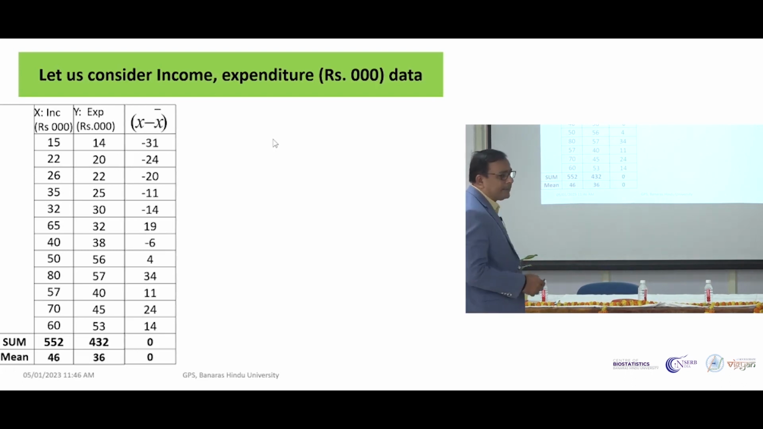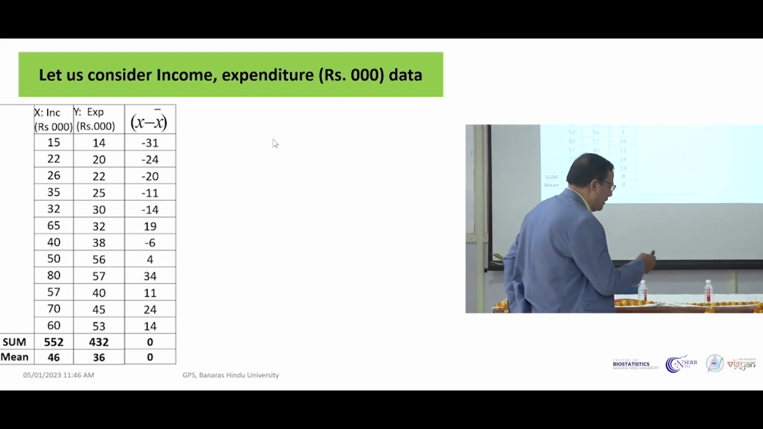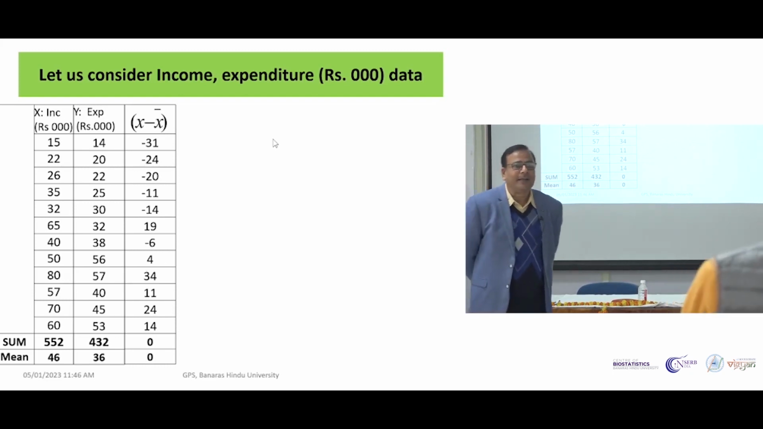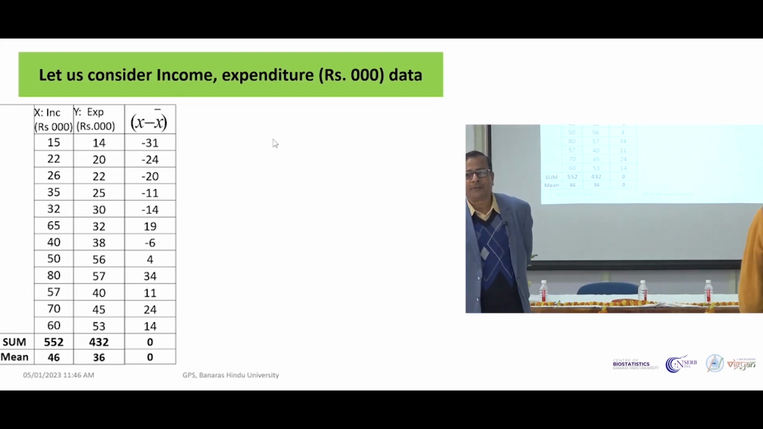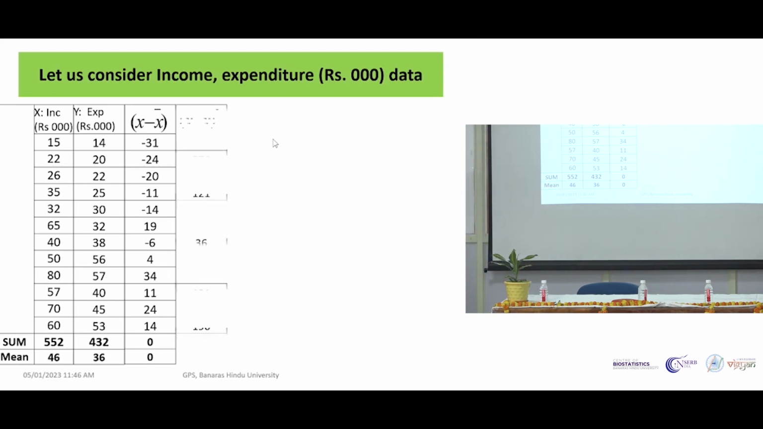Now I calculated some things. This is called the third column. What we are doing in the third column is called deviation, deviation from mean of X. So I calculated deviation from mean of X, deviation from mean of Y. Also, square is also.